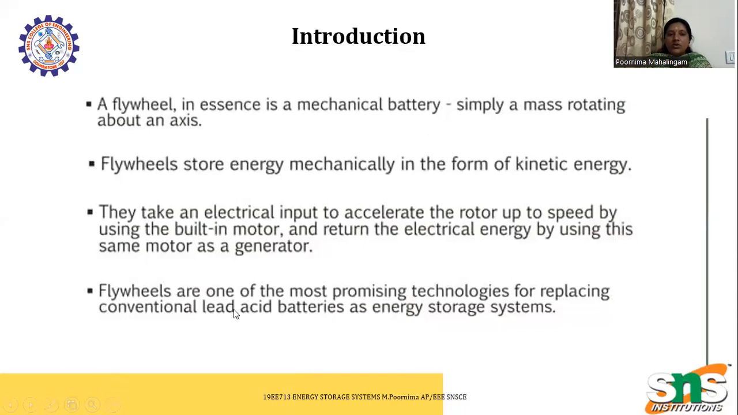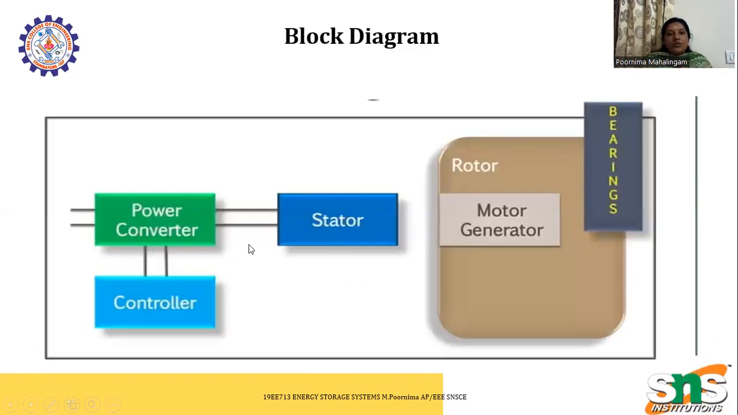So flywheels are one of the most promising technologies for replacing conventional lead acid batteries as an energy storage system. Now, this is a block diagram. Here we have the motor generator setup. This is the bearing, this is the flywheel, the stator, and power converter and control. The power converter converts AC to DC, DC to AC, whatever may be. This is a general block diagram of a flywheel energy storage system.